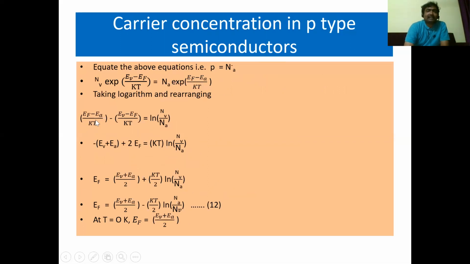(Ef minus Ea) divided by kT minus (Ev minus Ef) by kT is equal to ln of Nv by Na. By simplifying the above equation, we will get minus Ev plus Ea plus 2Ef equal to kT into ln of Nv by Na. By rearranging this equation, we will get Ef equal to (Ev plus Ea) divided by 2 plus kT by 2 into ln of Nv by Na.